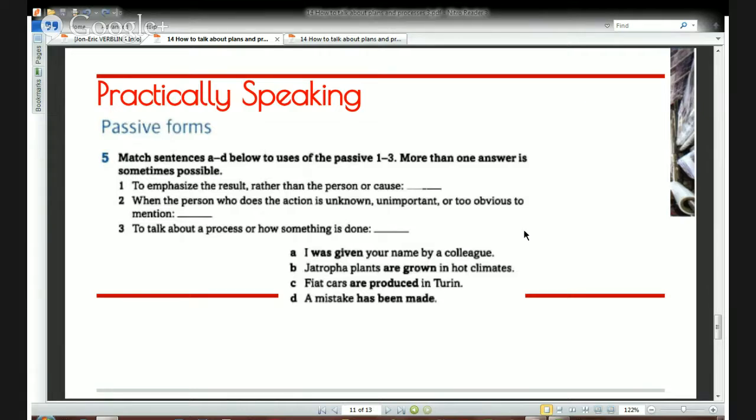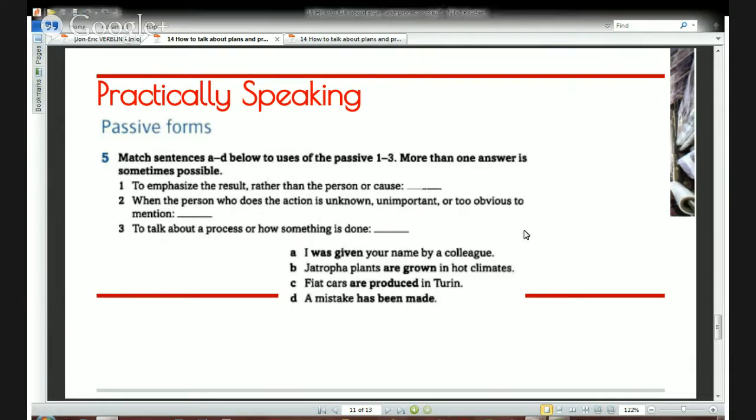Let me ask everyone in the class, what about A? Do you think that would also fit for number 1? I was given your name by a colleague. Yes, because we're not mentioning the actual colleague, but you could say it was given to me by a colleague. Oh, who was it? Oh, it was Joe. You could say it, but here the important thing is that we have this contact, so the result is being emphasized more. The fact that it was given by a colleague is more important than who gave it at this moment, at least in the conversation. So probably A and D would both fit for number 1, most likely.